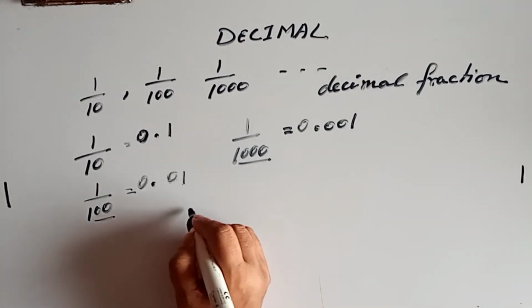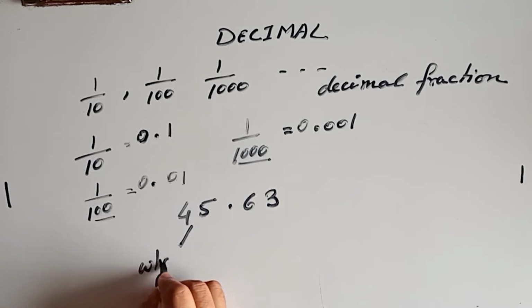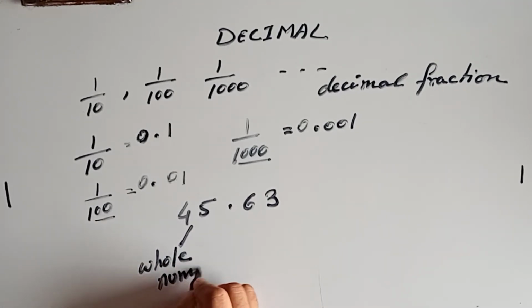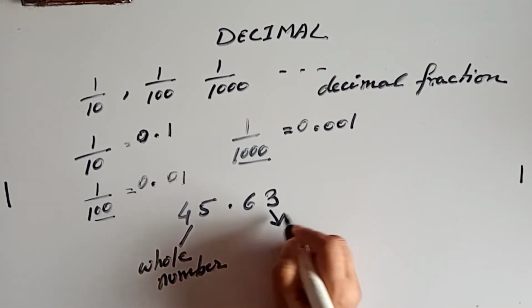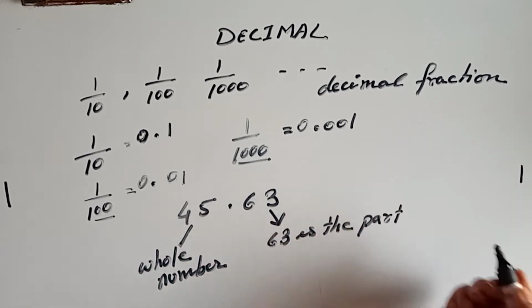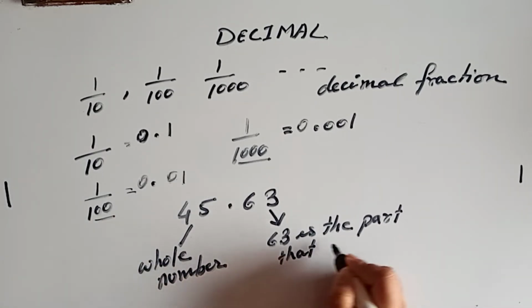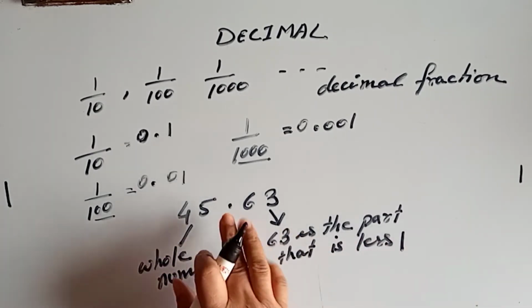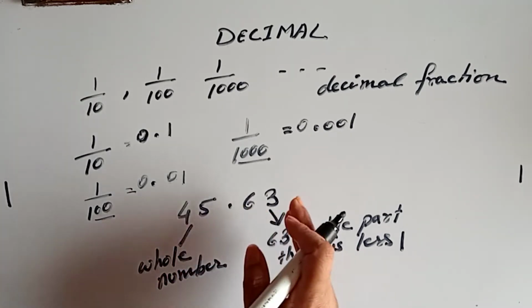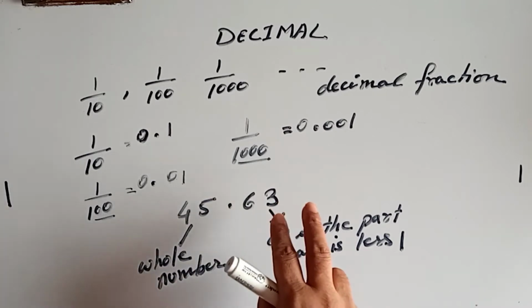Okay. Now suppose, example, 45.63. This 45 is the whole number, and this 63 is the part. The 63 is the part of the whole number that is less than 1. That means the number after decimal will always be less than 1. It should always be less than 1.